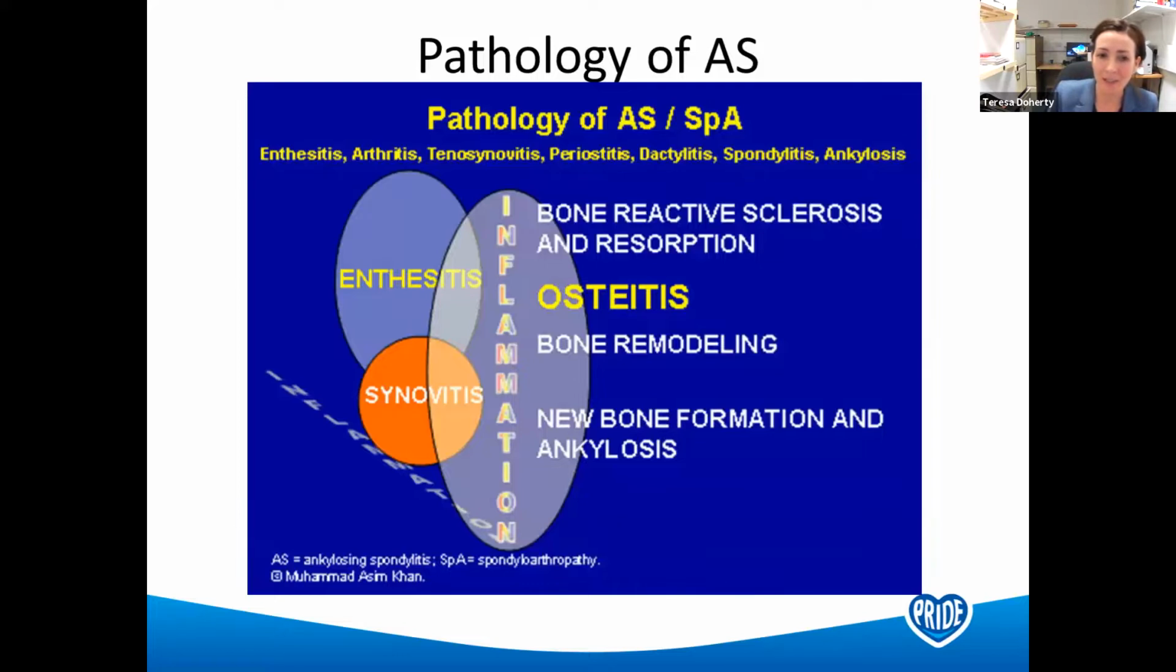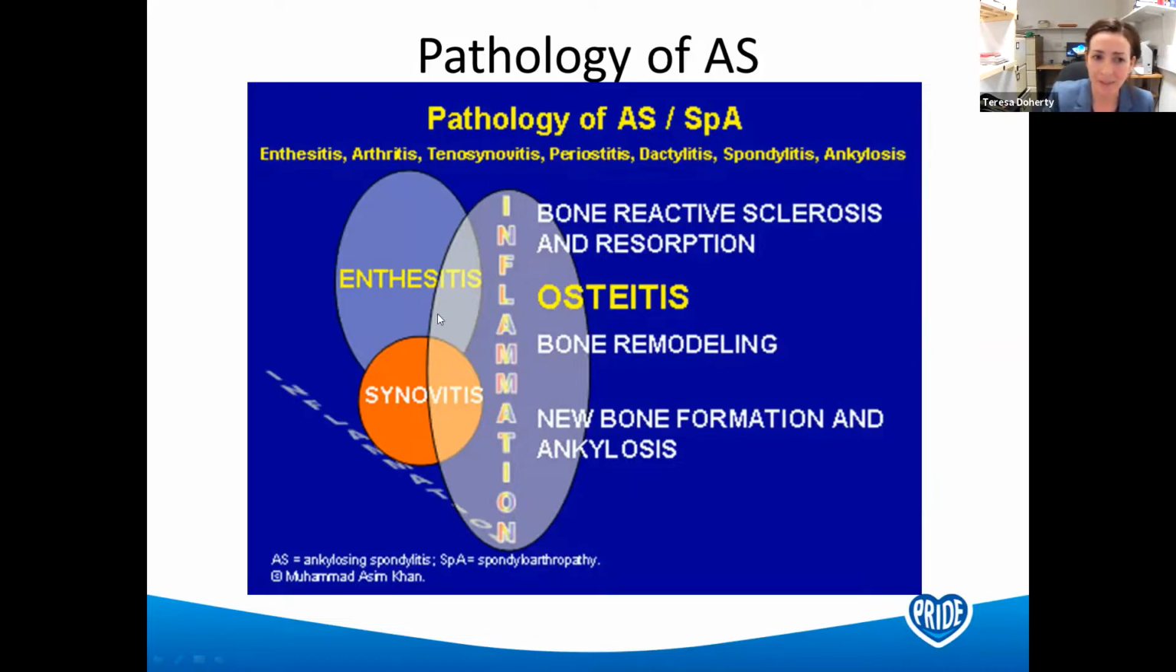So inflammation in the center, as with our inflammatory conditions, generates reactions with bone: reactive sclerosis and resorption, osteitis, a cycle of bone remodeling, new bone formation and ankylosis. We also have synovitis. We often see this in reports, spinal and MRI reports: facet joint synovitis, and enthesitis.